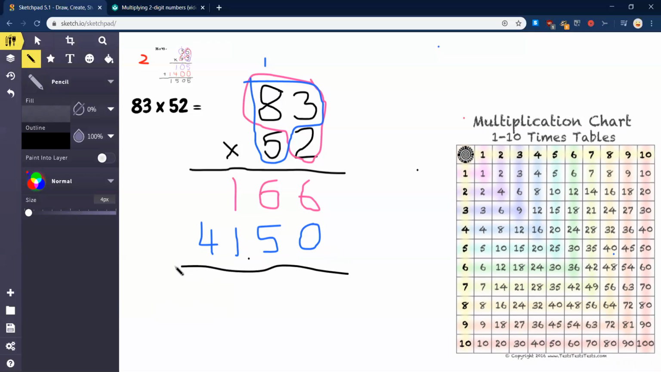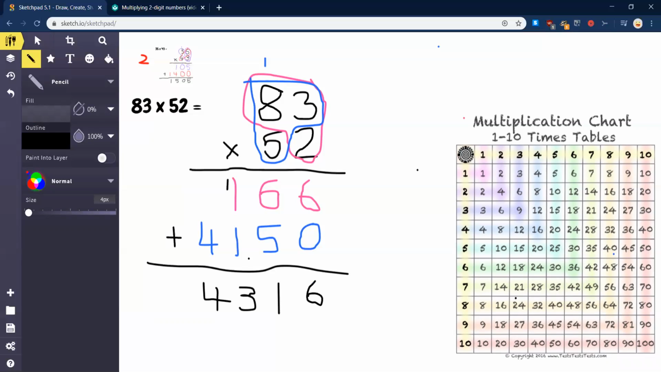We need to add them together. There's my little add sign. 6 plus 0 is 6. 6 plus 5 is 11. 1 plus 1 plus 1 is 3. And nothing plus 4 is 4. So your answer will be 4,316. I hope that helps you a little bit.